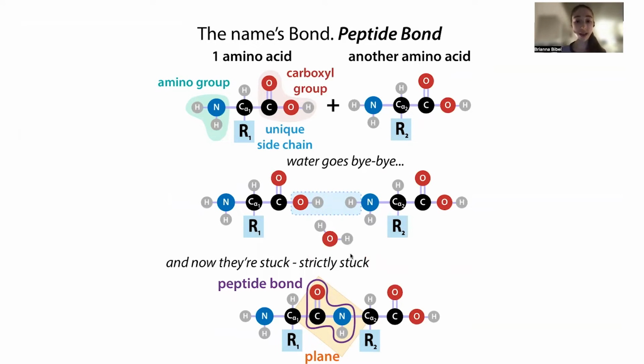I should also note that although you lose the equivalent of water, when this is actually happening in the body, it's not happening by a simple condensation like this. It's actually happening kind of stepwise, but you lose the equivalent of a water molecule. And what's special about this peptide bond, this amide bond, is that it has resonance. It has this partial double bonded character.